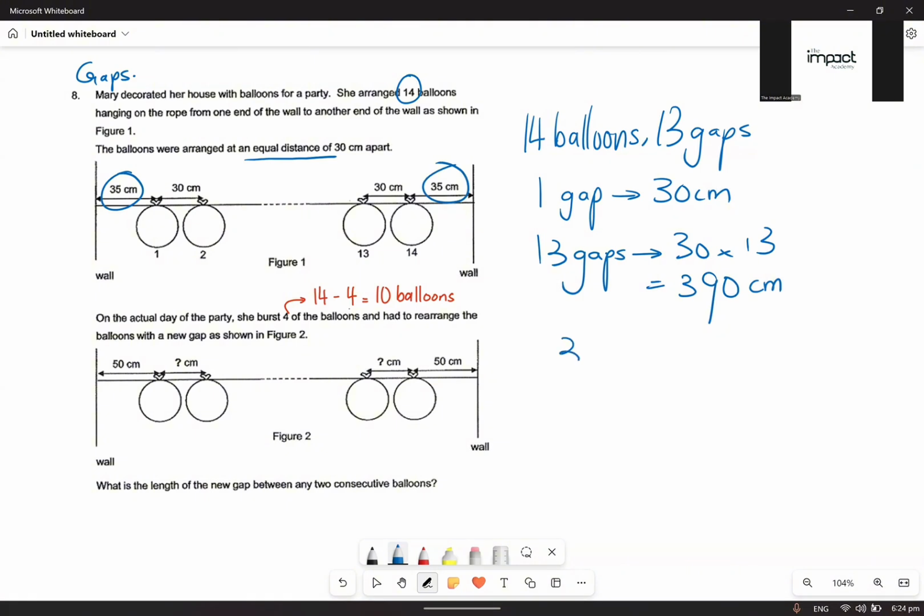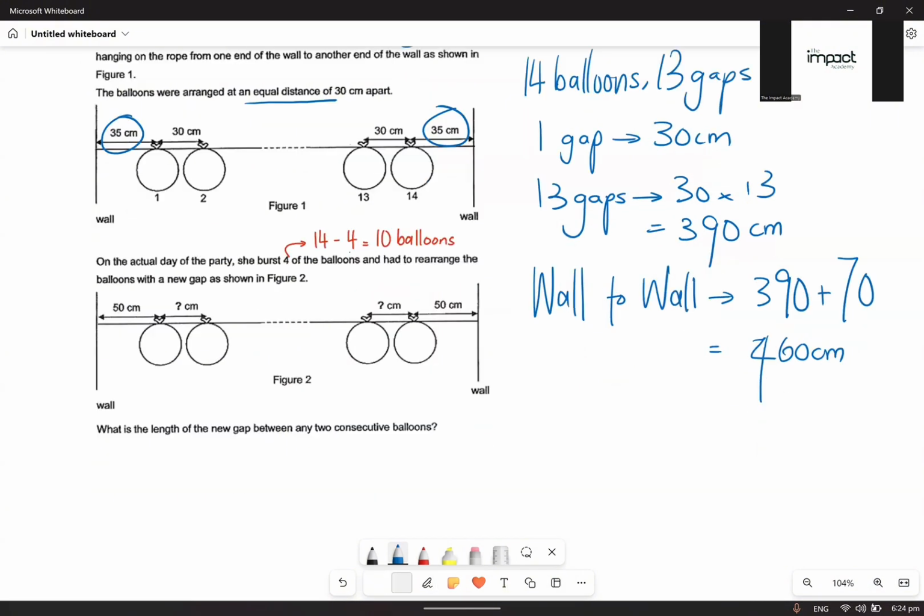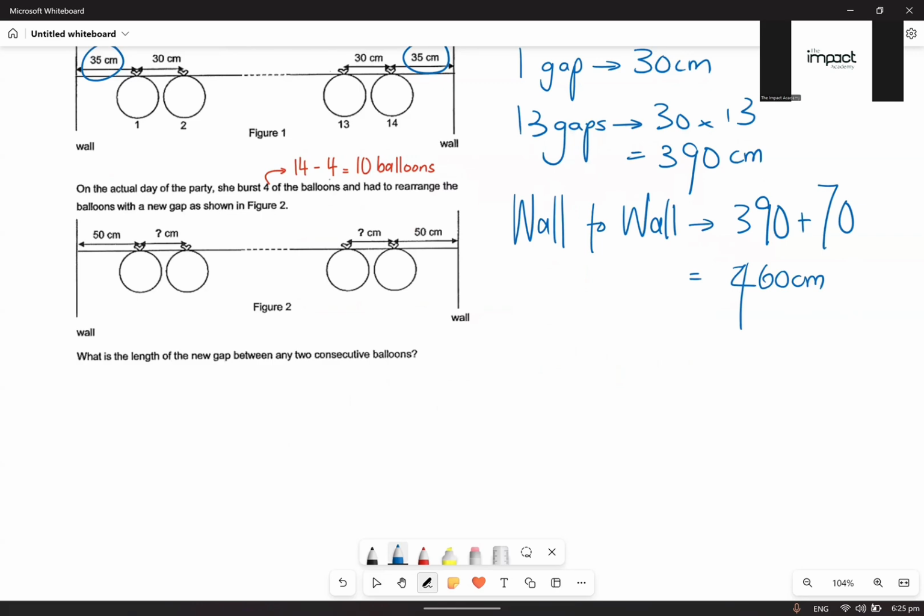Very good. So the total length from wall to wall, you write down wall to wall. Am I making sense? Wall to wall will be 390 plus 70. Can you understand why plus 70 or not? Yeah, very good. Okay, understand? Well, on the actual day, what happens?